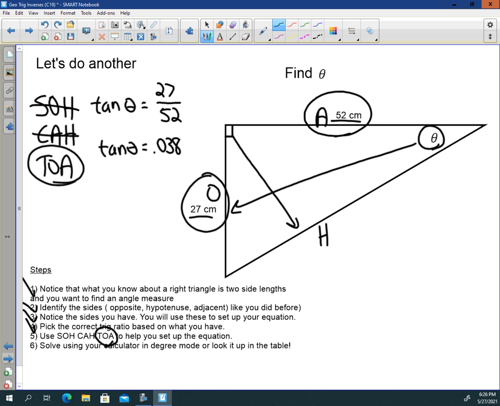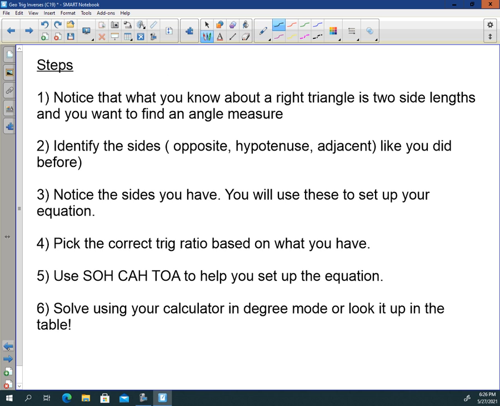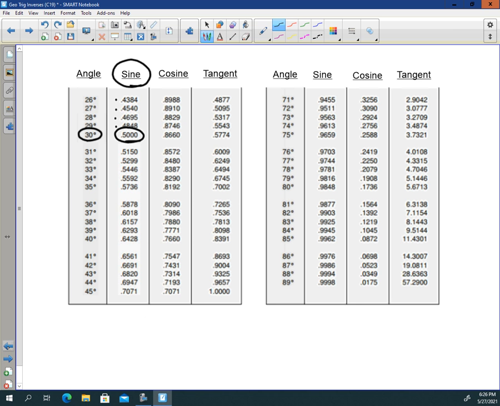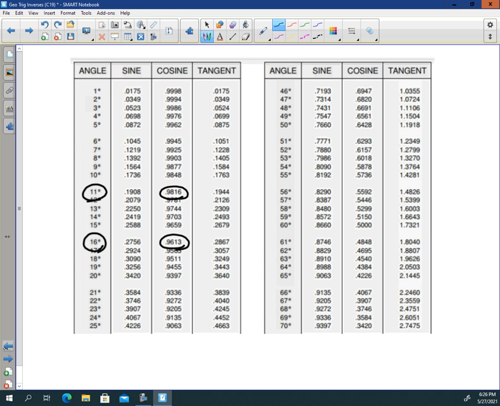Okay? Now we could go to the trig tables and look up the measure of that angle. We can go down the tangent and look for 0.038. Let's see. Wait, what was it? 0.038. Tangent, 0.0349. Uh-oh, 0.0524. It looks like maybe we've got something a little bit in between. So the trig table for the first time is not super helpful, or maybe I've done something wrong.